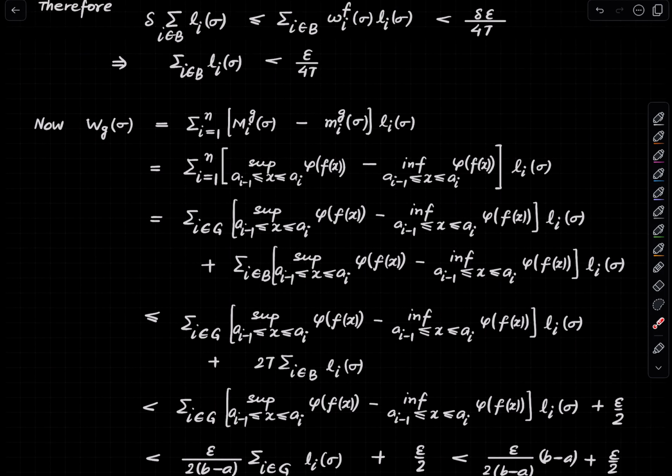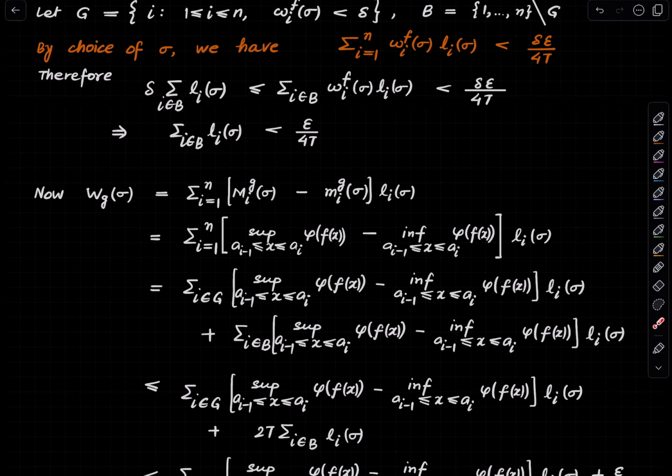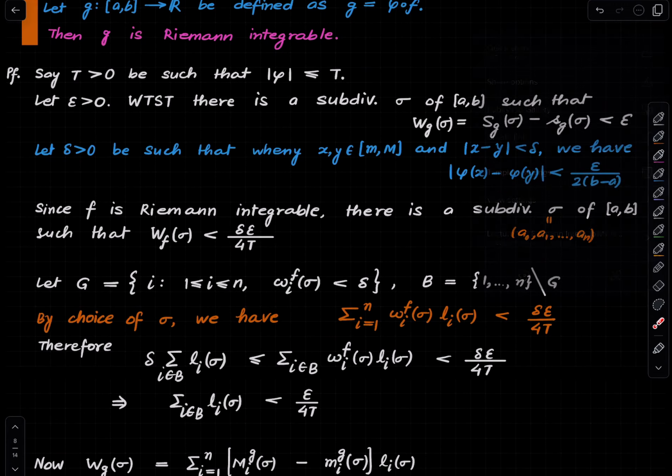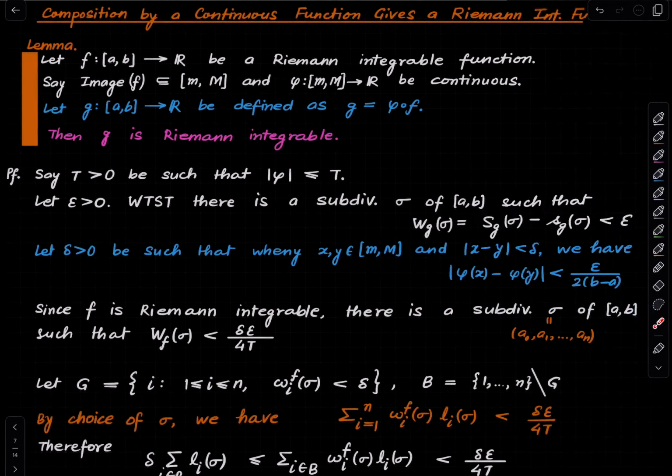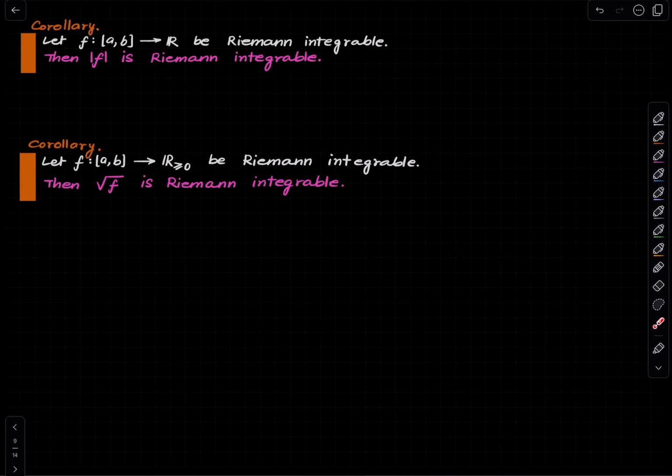So a little bit more complicated than our usual proof, but not that bad. Once you realize that you can break this into good parts and bad parts and then approximate the good and the bad separately, it's not such a difficult proof, but a very interesting result. As a consequence, we now know that if f is Riemann integrable, then so is the absolute value function coming from f, because the absolute value function is a continuous function.